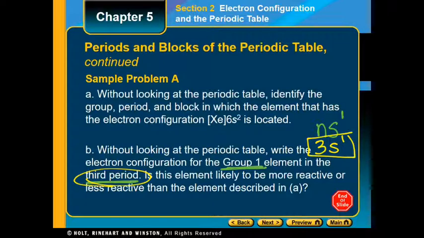If you're looking at a periodic table, you should definitely be able to fill in all of the stuff that comes before 3s1, which is 1s, 2s, 2p, and then we would end with 3s1.